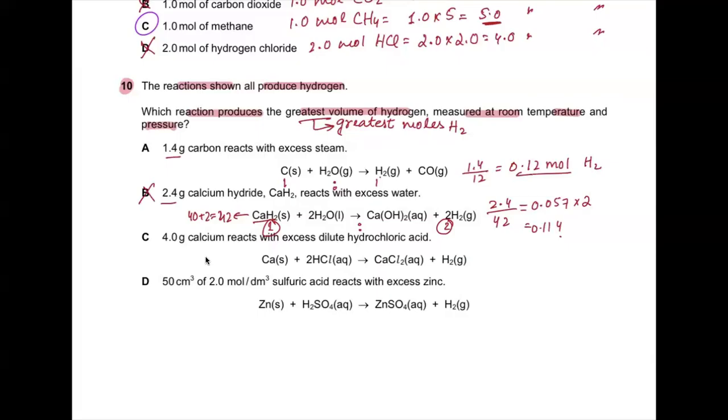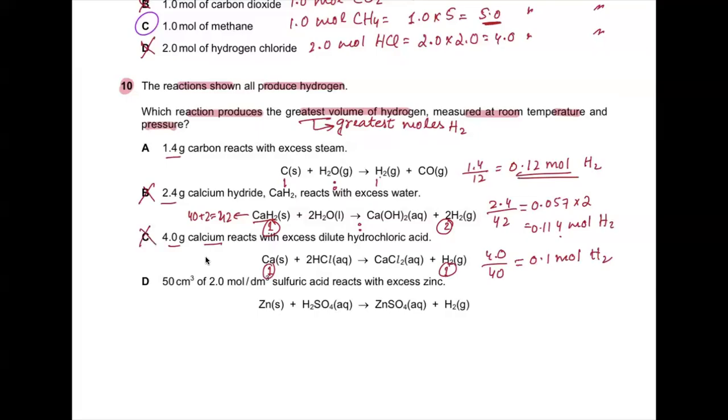Is this clear? Now, 4 gram of calcium reacts with, okay, so the ratio of calcium and hydrogen is 1:1. So 4 divided by 40 is going to produce 0.1 moles. So these are the moles of hydrogen as well because the ratio is 1:1. So again, we are getting lesser moles than 0.12.